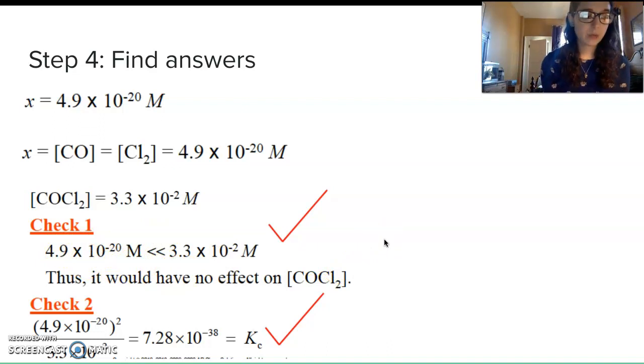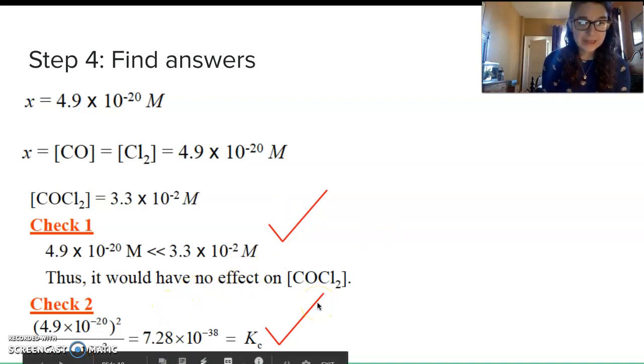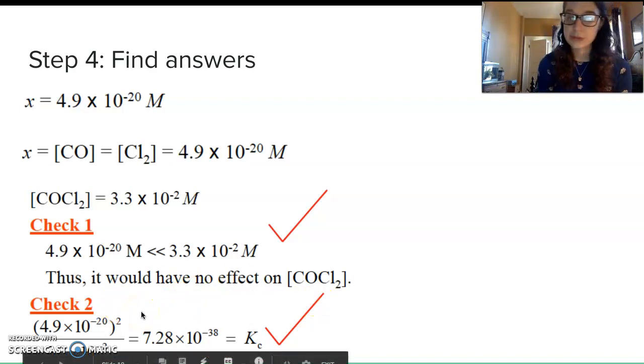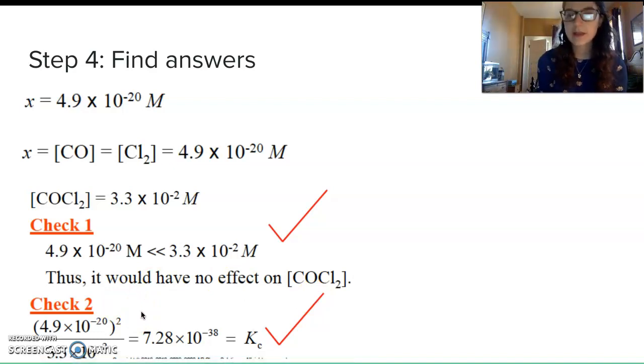And in our second check, we plug the values back in that we found in the beginning, and we get 7.28 times 10 to the negative 38, which we were given 7.27 times 10 to the negative 38, but those values are very close together considering sig figs, so that is an accepted value. We're pretty confident that that is a reasonable answer, okay? So when you do the math, it should, again, give you a value that's close to the K that was given in the problem. It might not be exact, but it should be close. So we were only off by 0.01. That's pretty good math right there.